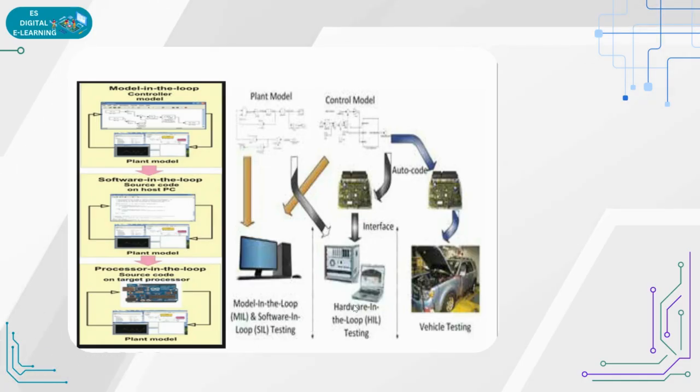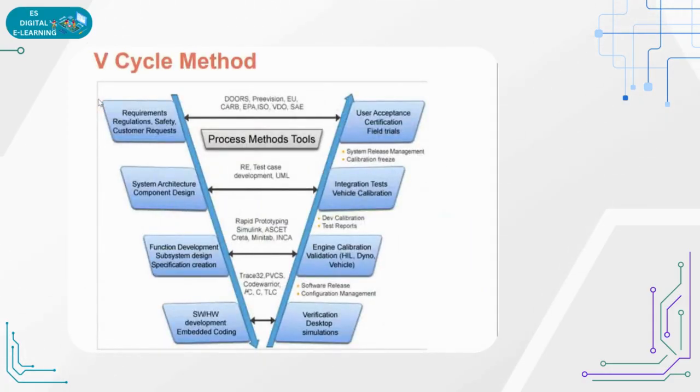Those who have high experience working on model in loop will go with model in loop testing, software in loop testing, and processor in loop testing. As test engineers, you will be doing hardware in loop testing. These are the terminologies you need to remember or understand: model in loop, software in loop, and processor in loop. So we know about the V model in the testing process.